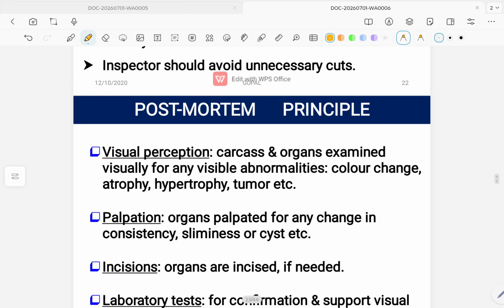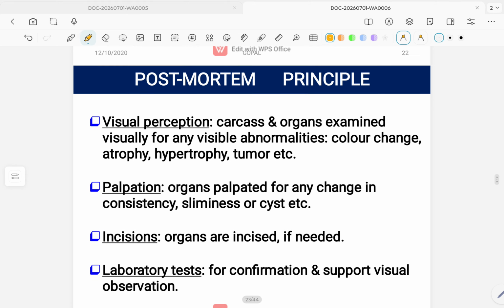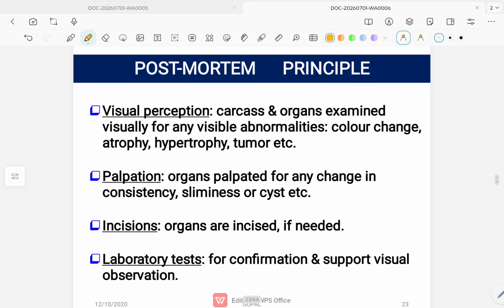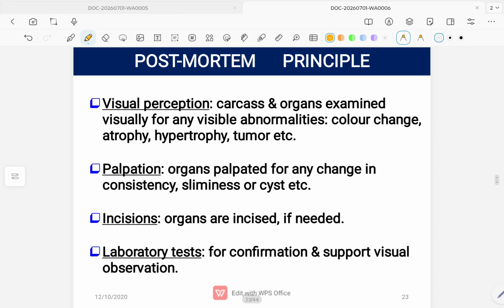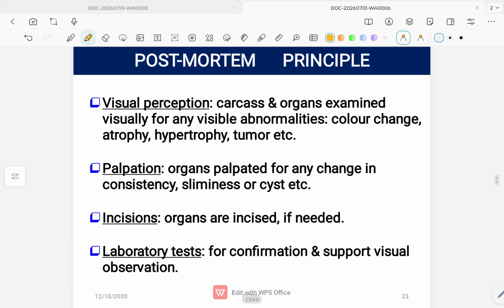Postmortem principle: visual perception. Carcass and organs are examined visually for any abnormalities, color change, atrophy, hypertrophy, tumor, etc.